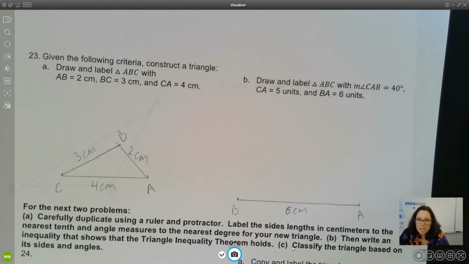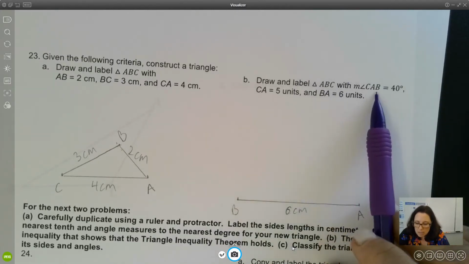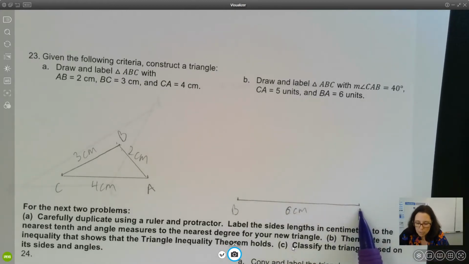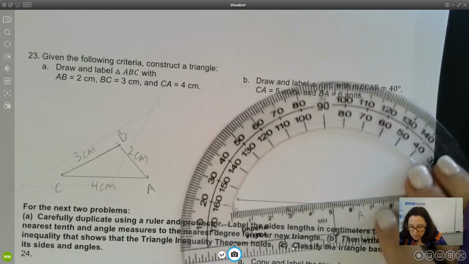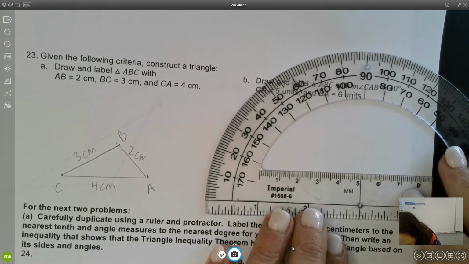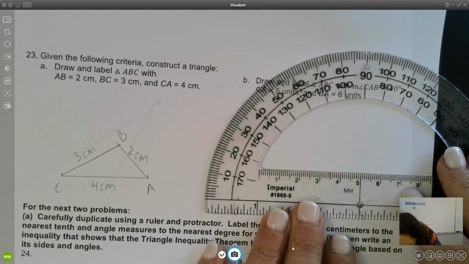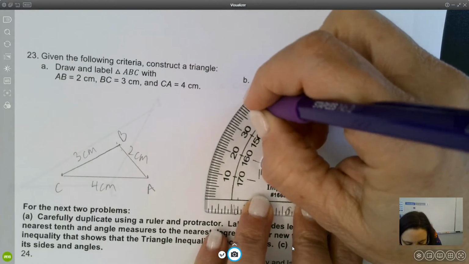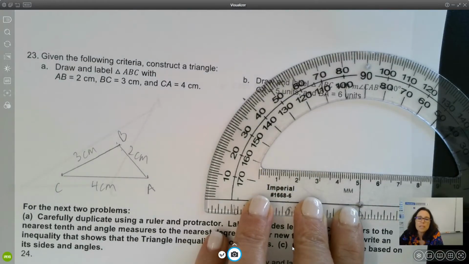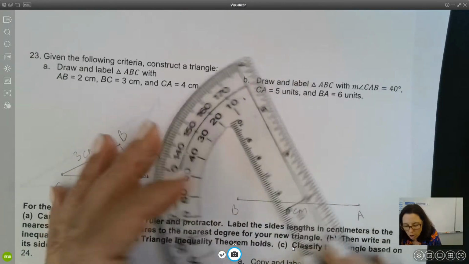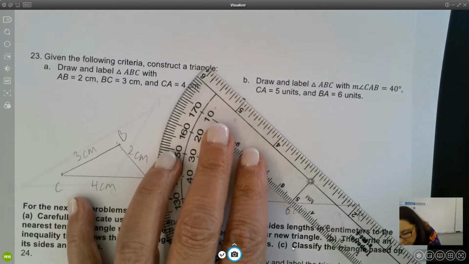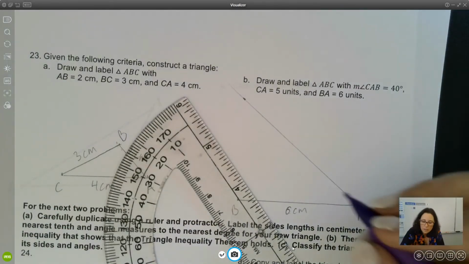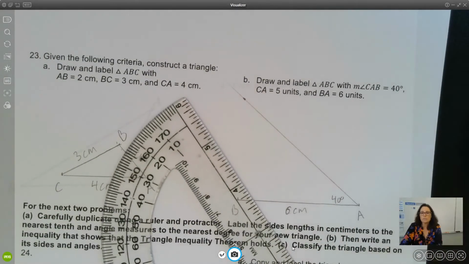Now angle CAB needs to be 40 degrees. That's my next step. So I line up my protractor and mark 40. 40 is right there. I'm going to draw just a long line through that point. I didn't measure anything yet, I just drew a long line through it, but I did measure this to be 40 degrees.